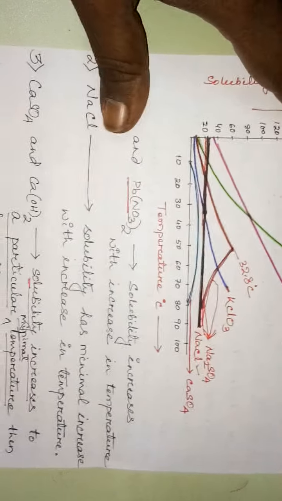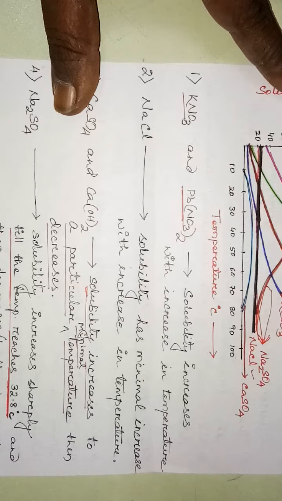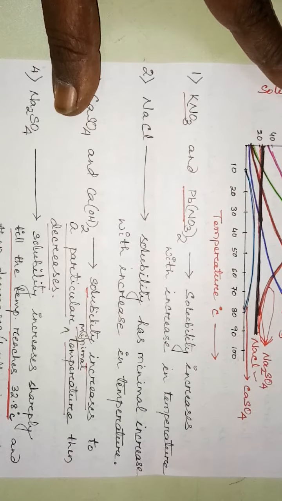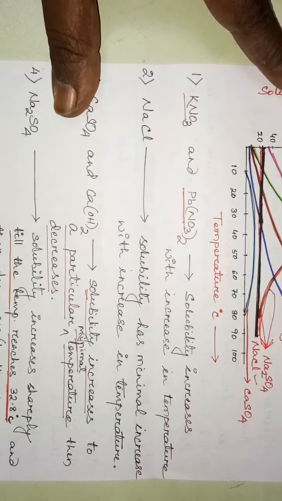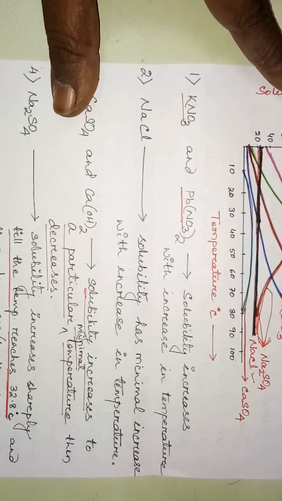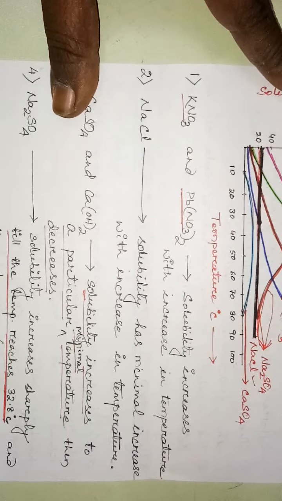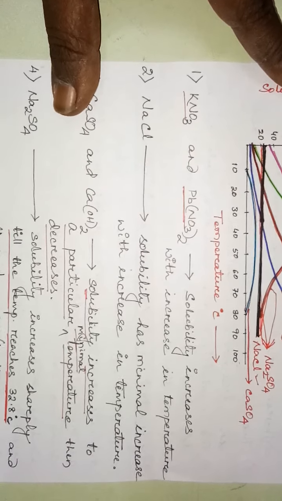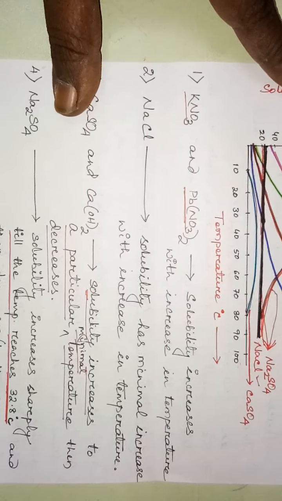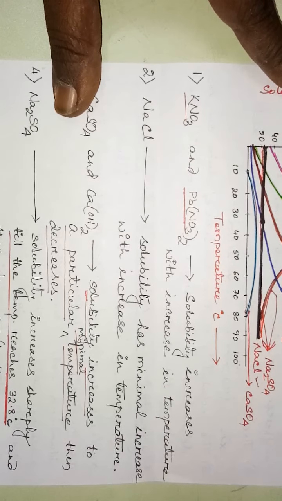Okay, so the main point is sodium sulfate decahydrate, Na2SO4·10H2O, is hydrous because we have water molecules along with sodium sulfate. So it is hydrous when the temperature is below 32.8 degrees centigrade. When it reaches that temperature, it loses its water molecules and becomes anhydrous. Above this temperature it becomes anhydrous. This is called anomalous solubility.